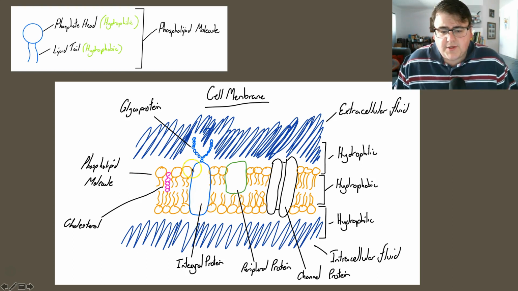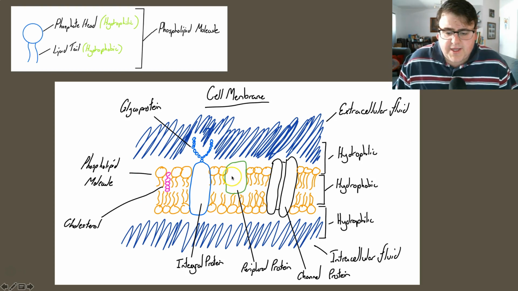We have an integral protein that's embedded throughout the entire bilayer and is permanently in that location. We have a peripheral protein which is embedded slightly, can move around, and is not in a fixed location. We have a channel protein which is going to help with transport, and we'll talk about those a little bit later. And we also have a glycoprotein attached.